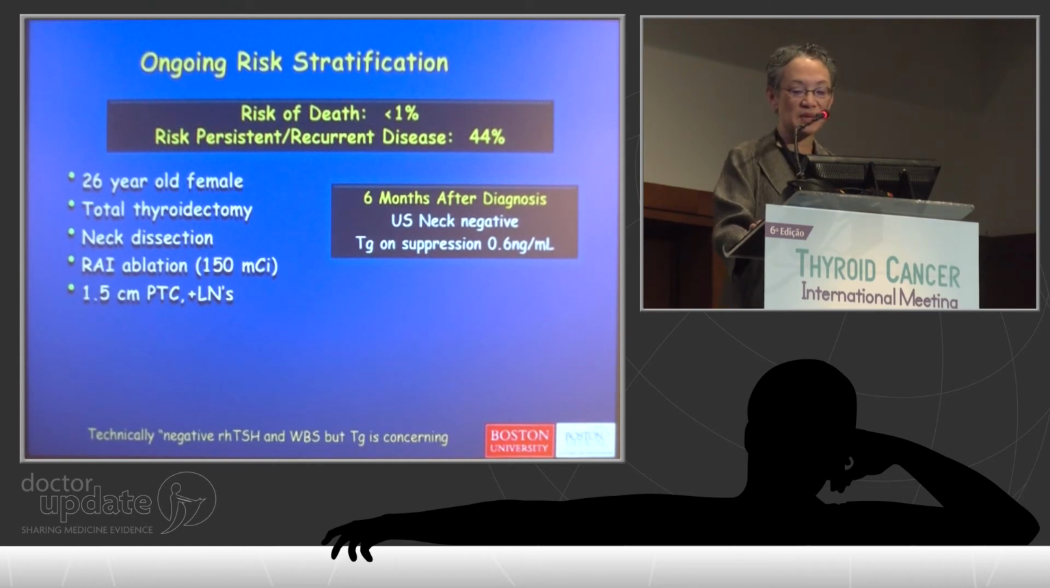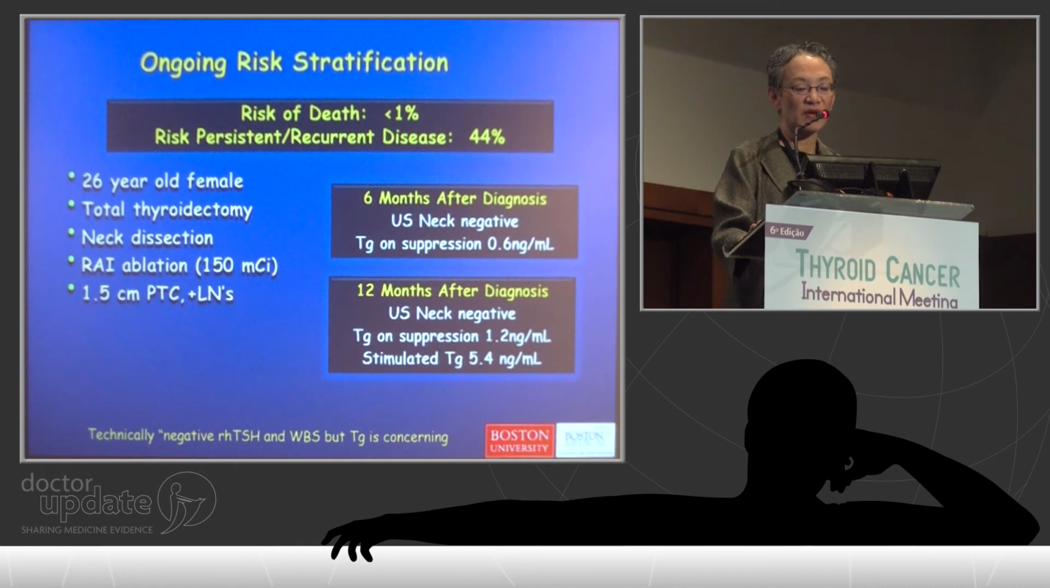But instead, when she comes back in 12 months, her neck ultrasound is still negative, but her TG is now 0.6. So this is the sort of patient who I get worried about. The TG is not very high, but it's rising. At this point, 6 to 12 months after therapy, it's usually continuing to eke down over time. And then we did a stimulated, and a stimulated to 5.